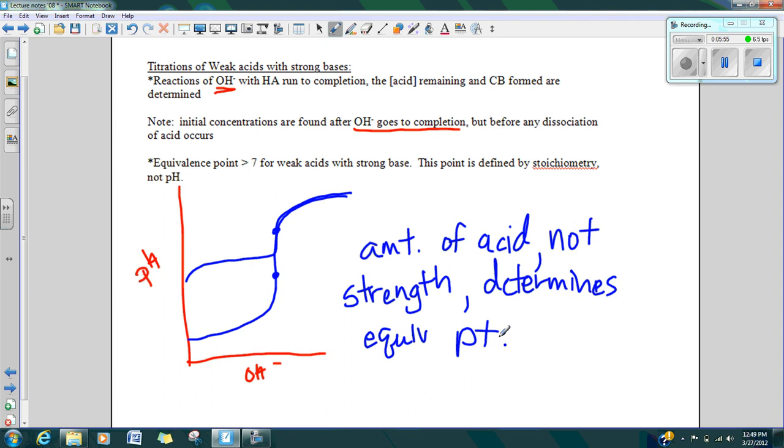Now, again, the opposite of this is going to be true if I have a weak base with a strong acid. This inflection point is going to be very short because, again, I don't have as many ions there that are going to be able to buffer.